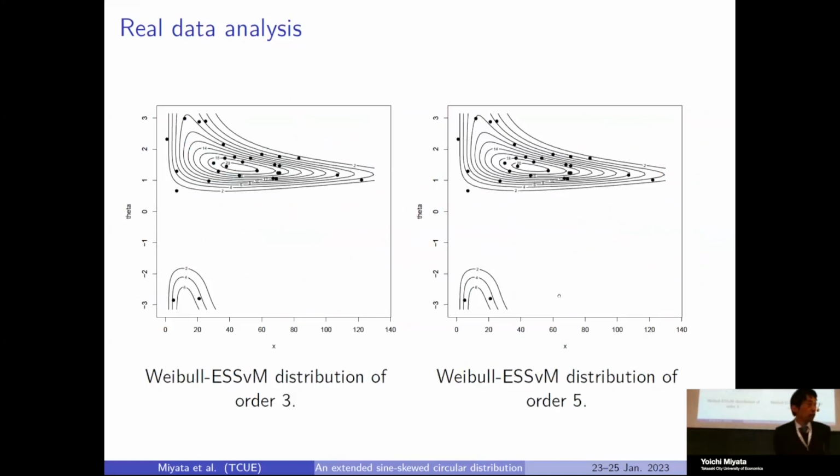The figure shows the contours of the fitted distributions. This is the distribution of order 3, and this is the distribution of order 5.